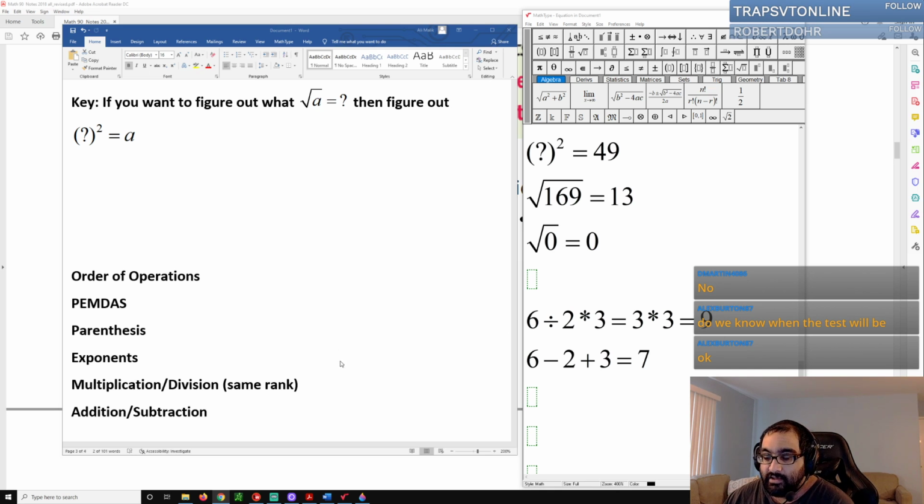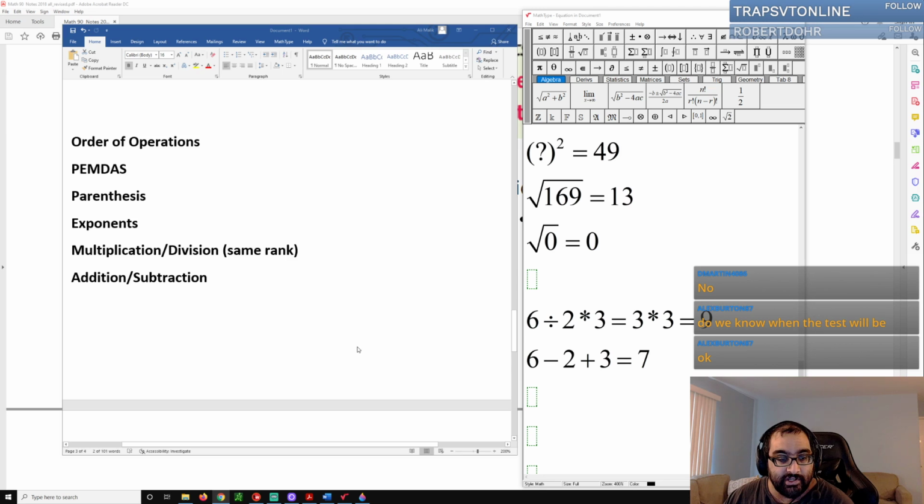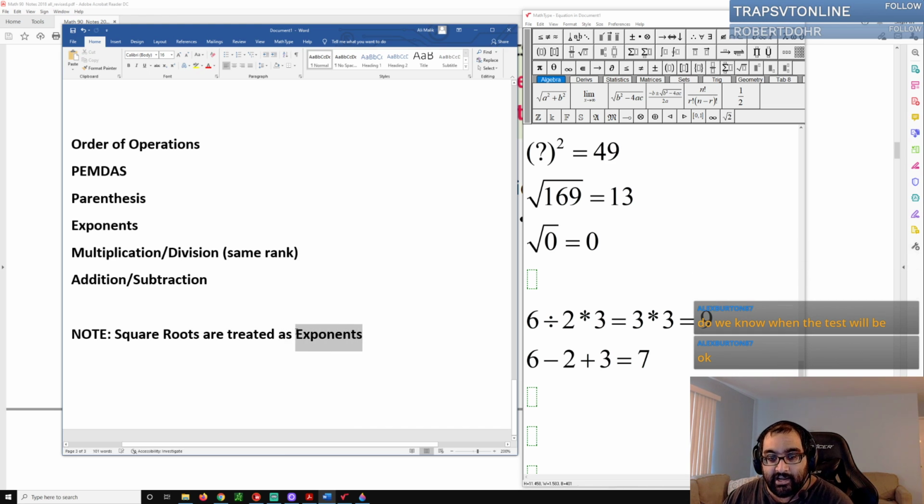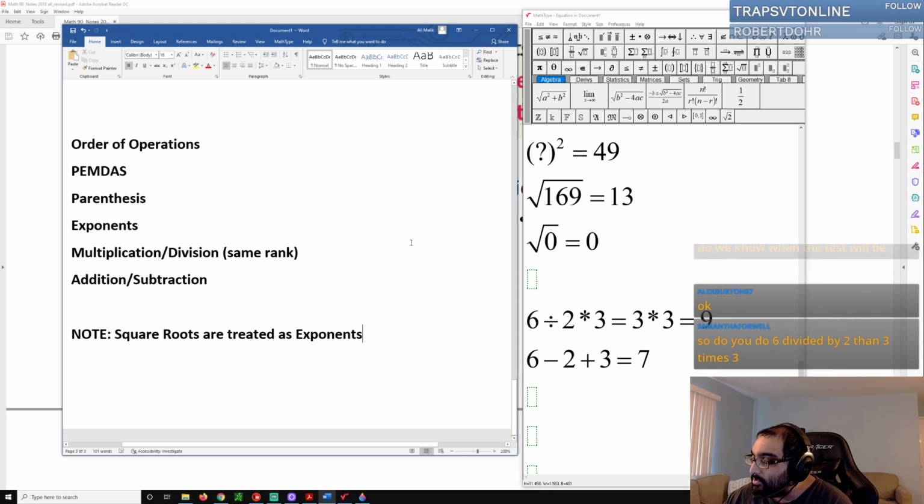Okay, let's go ahead and do some problems here with order of operations. I did put a note with the order of operations here, by the way. Square roots, if you see a square root in a problem, will be treated as an exponent. So square roots are treated as exponents. We'll look at several problems where we're going to see square roots, so we're going to practice more with them.